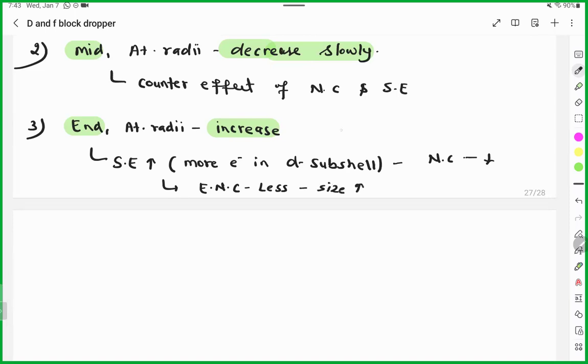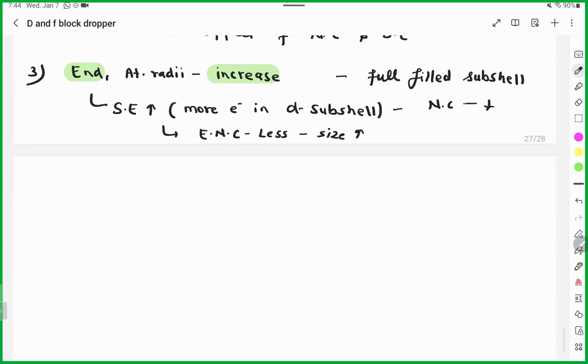Effective nuclear charge less means size will increase. And what is the reason? Fully filled subshell. In case of zinc, it is 3d10 4s2. D subshell is full, S subshell is full. Everything is full. Understood? Anybody have doubt? No, sir.